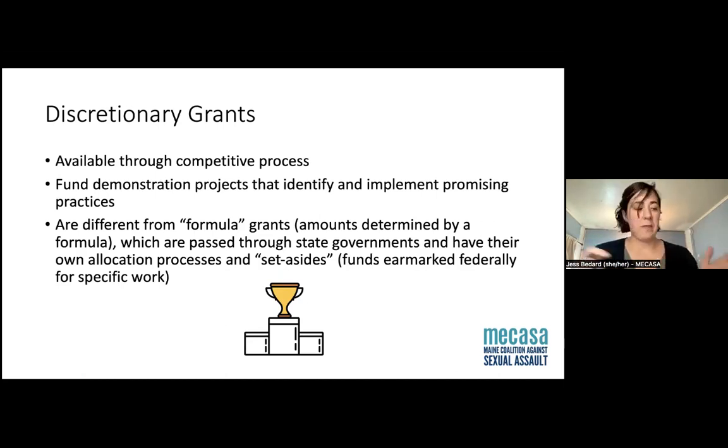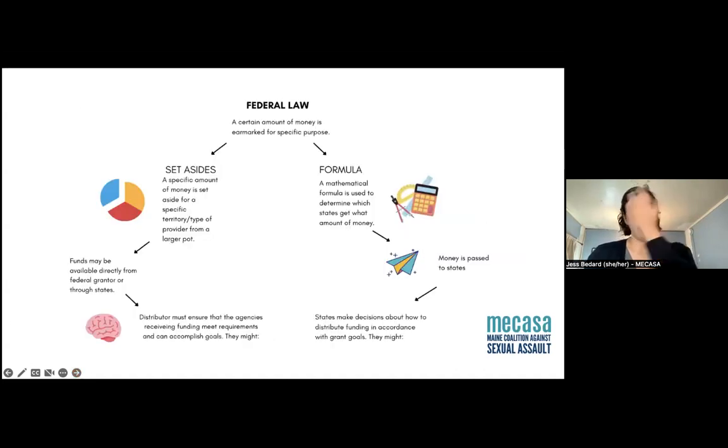They often fund what they call demonstration projects, which are projects that identify and implement promising practices, which others in the field can then replicate, or that your own agency can continue with, often with non-discretionary dollars. So the key here is that these discretionary grants are a competitive process, right? Any agency that fits the definition of an allowable applicant can apply. They're different from non-discretionary grants, like formula grants or set-asides. And I'm going to show you a picture that will hopefully illustrate that a little better for you.